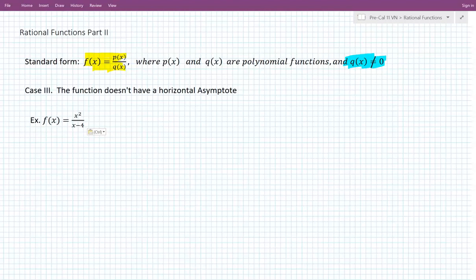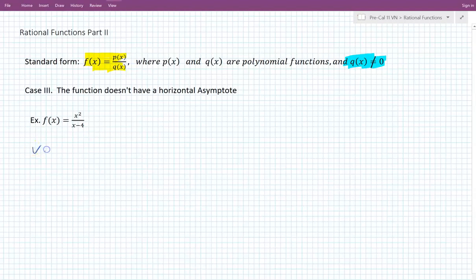Okay, now we're going to continue with part 2 of looking at rational functions. So we have the definition again there. This is case 3. In this case, this rational function doesn't have a horizontal asymptote. It has another type of asymptote that is not horizontal. It has a vertical asymptote, but we're going to talk about that. This is actually called a slanted or oblique asymptote. So let's look at what it does have.